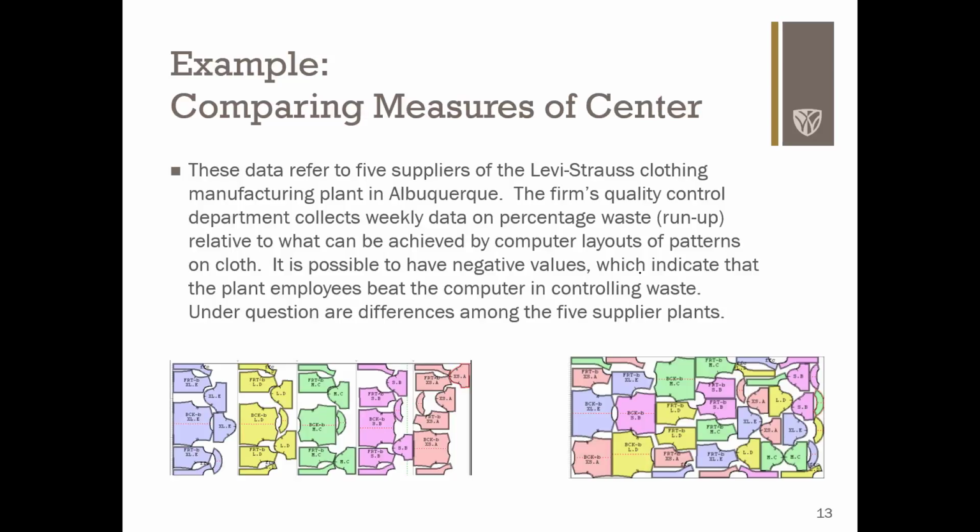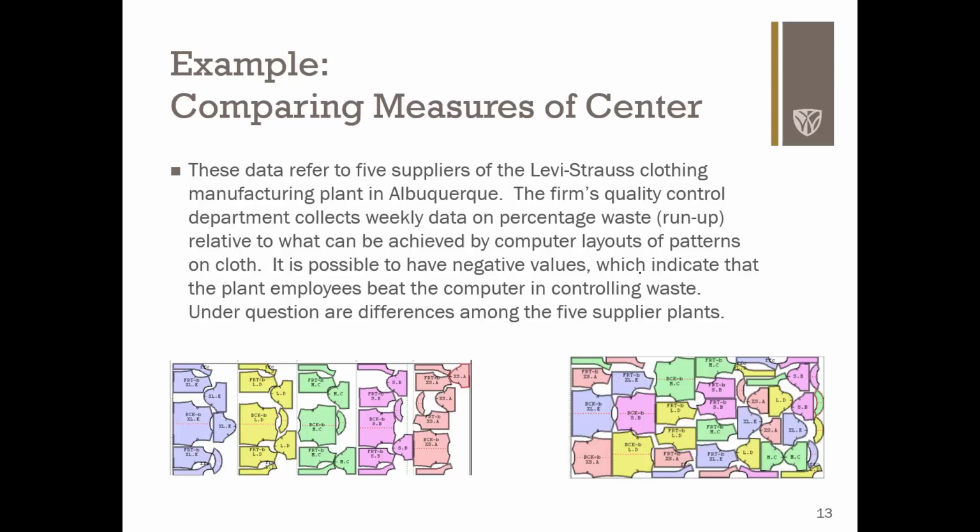However, it is possible that the employee can beat the computer, because some of these employees have been doing this for a very, very long time and they know exactly how to get the most out of a piece of fabric. So a negative value would suggest that the employee did a better job than the computer in controlling waste. Your goal, as the quality control manager, is to determine if there are plants we should be concerned about, plants that we might want to drop, or that we might want to go back to and take some remedial action to help improve their quality standards. You've collected data from these 5 different plants on the run-up produced during the course of production, and we want to look at those data to understand what they're telling us.